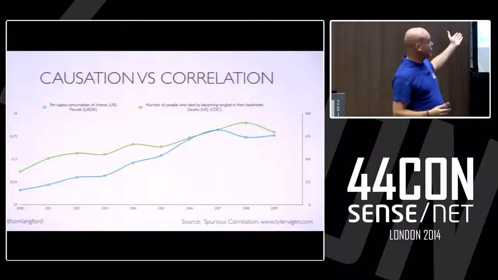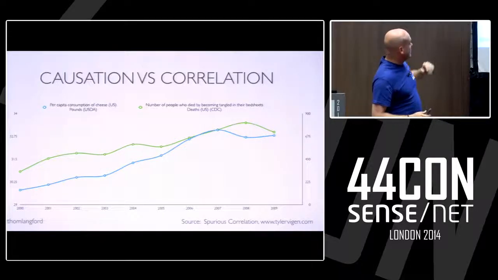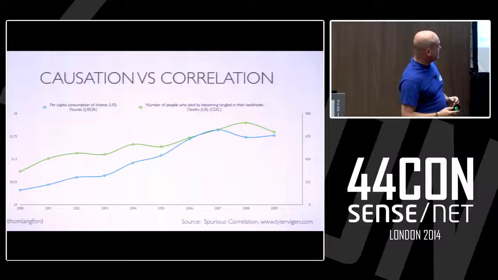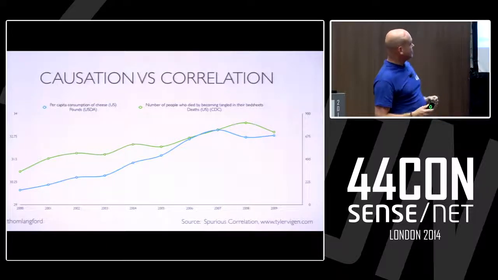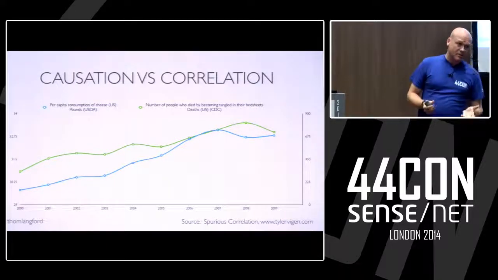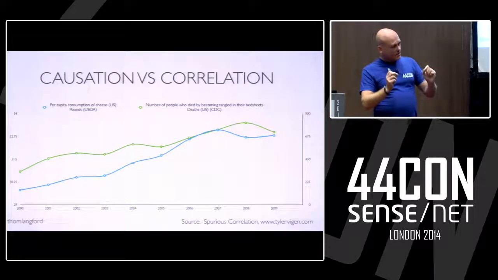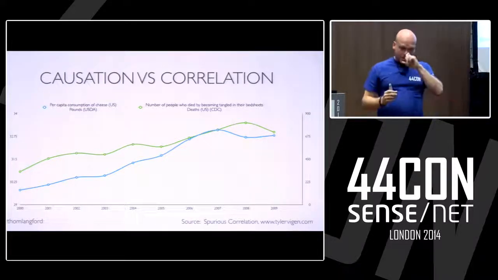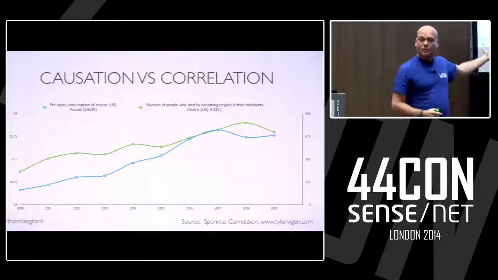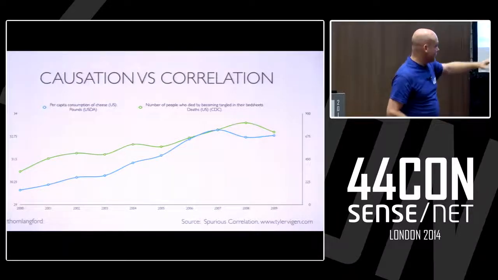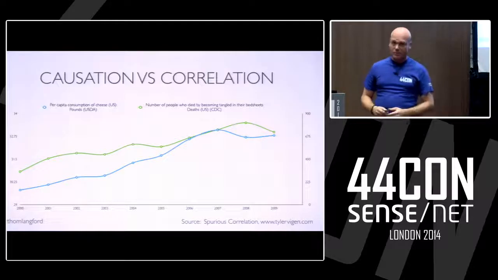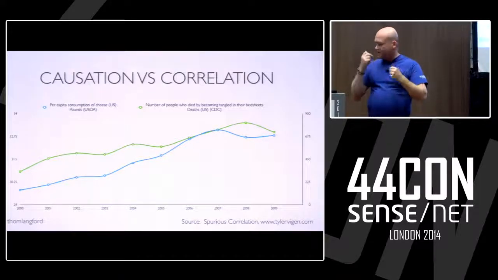So therefore, according to this, the amount of cheese you eat defines how many people will die by becoming tangled in bedsheets. And when you start looking at your risks in this way and actually asking, is this a causation or is it a correlation? It's a great website, I have to say, Spurious Correlations. Do go and take a look. And we actually need to question how we're doing this.